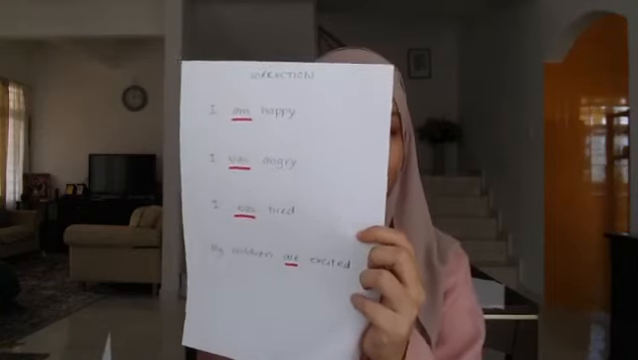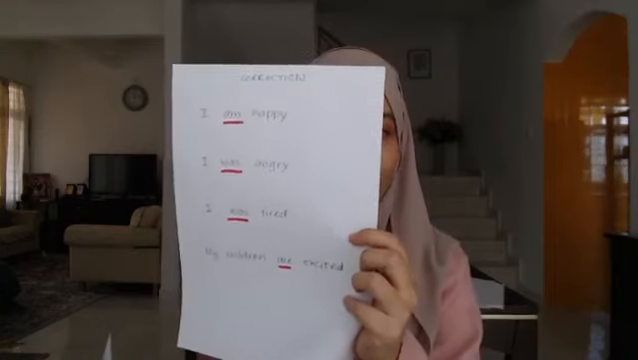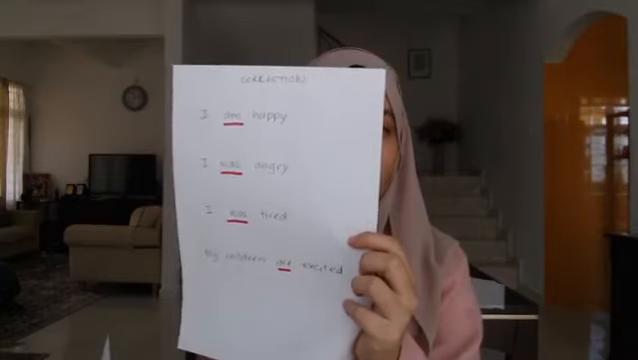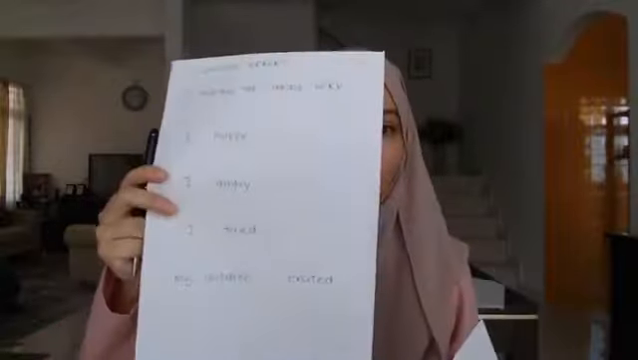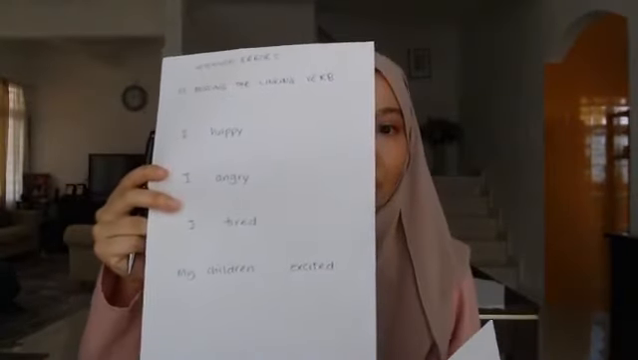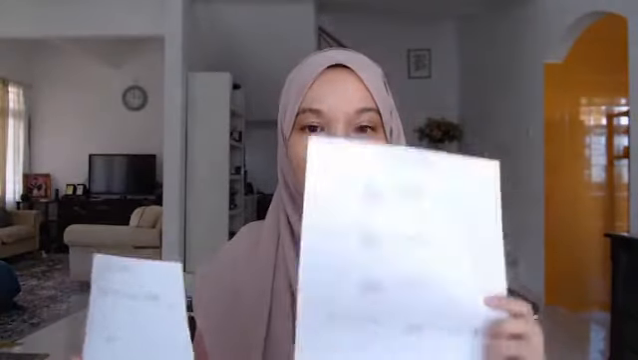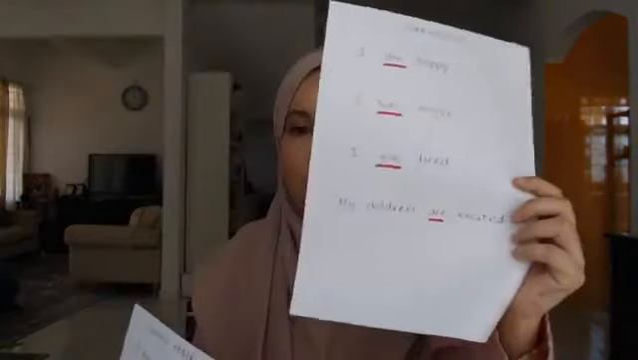So I've underlined in red all the linking verbs that need to link the subject with the adjective. Because this is wrong: I happy, I angry, I tired, I confused. That's another chapter we're going to talk about. Okay? All right. Great.